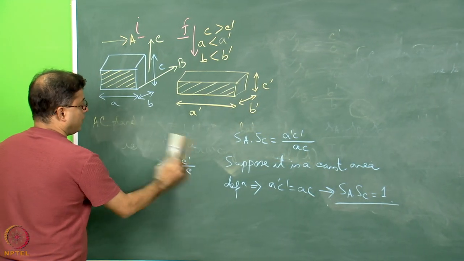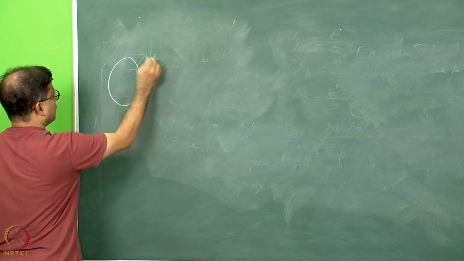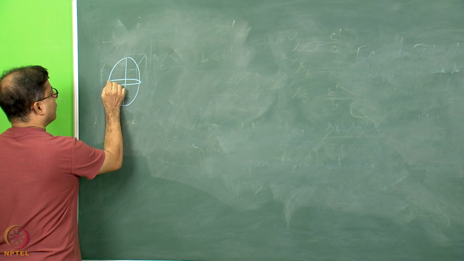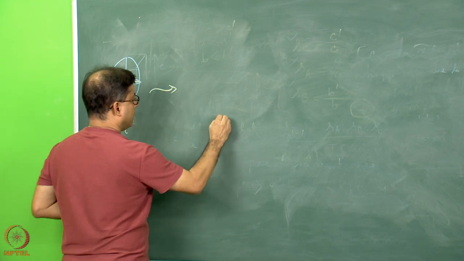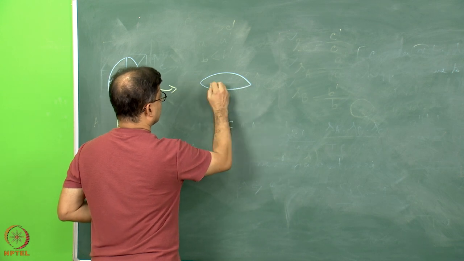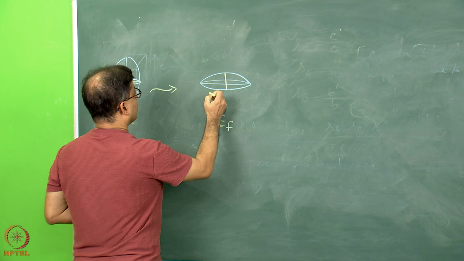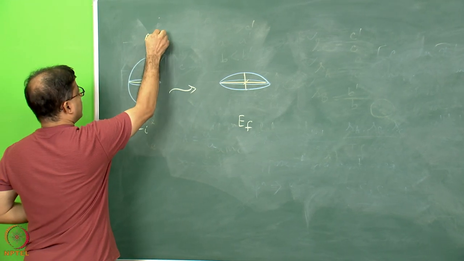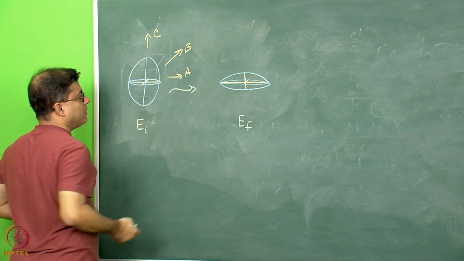So instead of this, we are going to look at the deformation of an ellipsoid. Take this ellipsoid. This is our initial ellipsoid, and after deformation we get an ellipsoid of a different geometry. So here we will again define the directions. Say this is my capital C direction, this is my capital A direction, and this is my capital B direction, the three orthogonal directions.